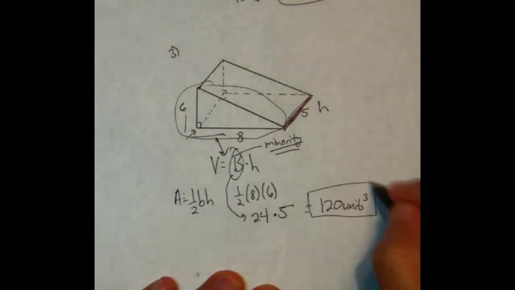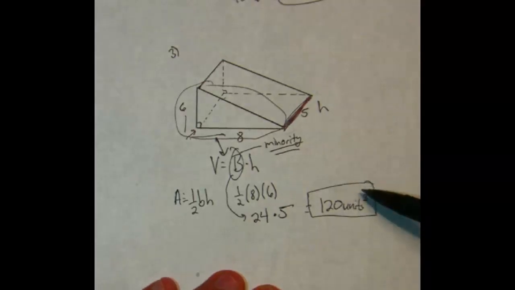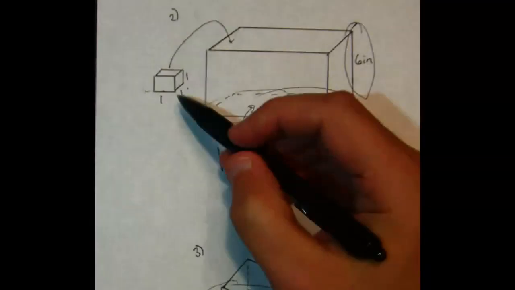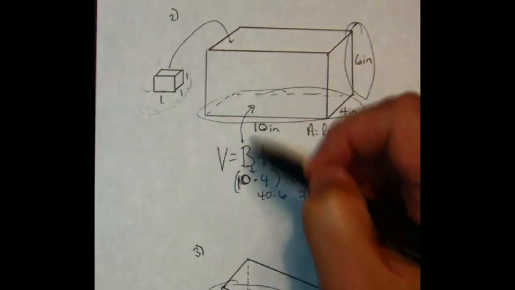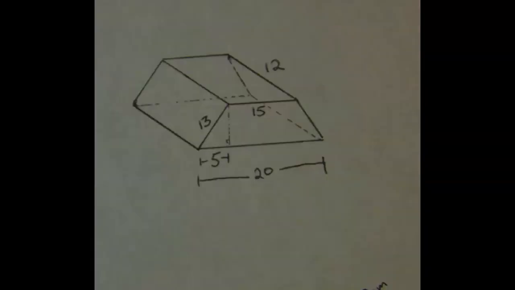Now, I failed to mention that earlier. Remember, volume is cubic, third power. All right, that's where they get cube from, because it's how many cubes can fit inside of these three-dimensional shapes.